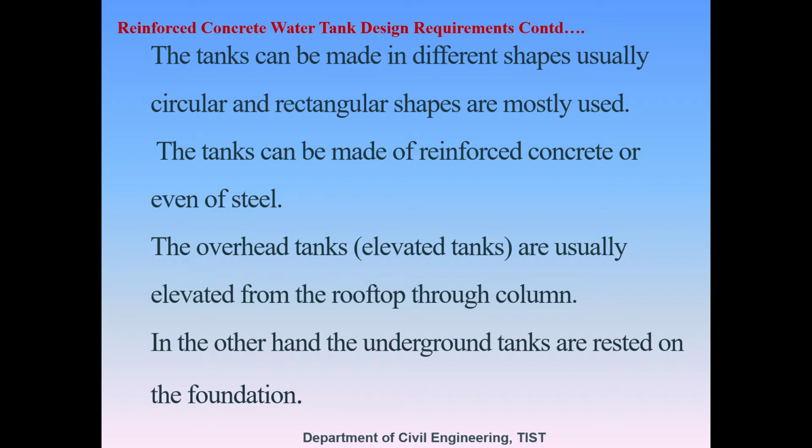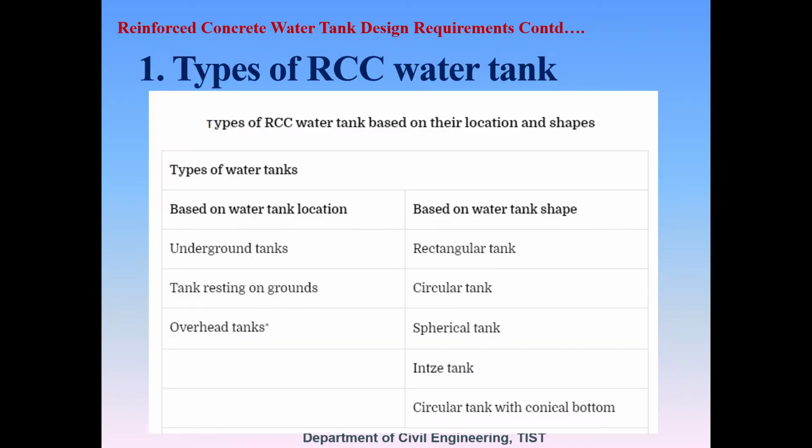The tanks can be made in different shapes. Usually, circular and rectangular shapes are mostly used. The tanks can be made of reinforced concrete or even of steel. The overhead tanks are usually elevated from the rooftop through columns. On the other hand, underground water tanks rest on the foundation.